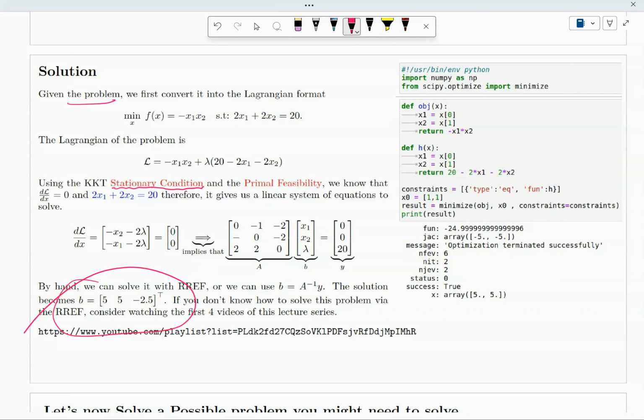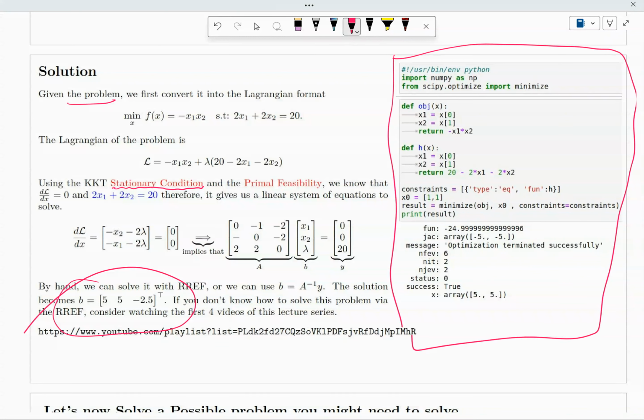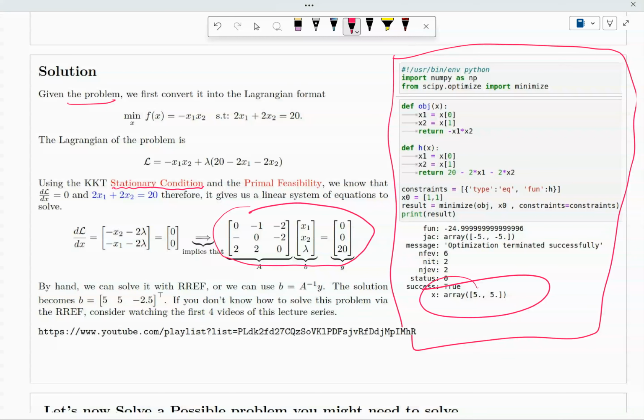minus 2.5. Now, this problem, in the last lecture, I also showed you how to solve by putting the objective in and the equality constraint. And then you call the command minimize with some starting point, and it will automatically find a solution. Notice the solution is equal here. Okay. Now, if you don't remember how to solve this, you might want to review how you will go about solving this through the RREF method. Okay. So this is one way to solve it.